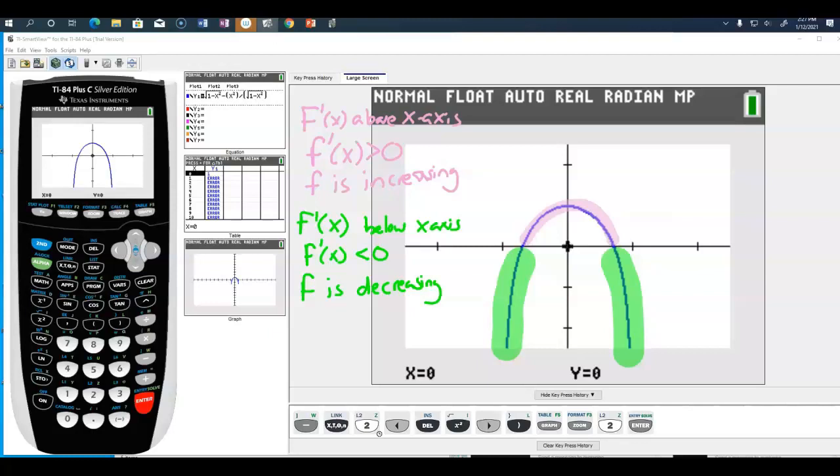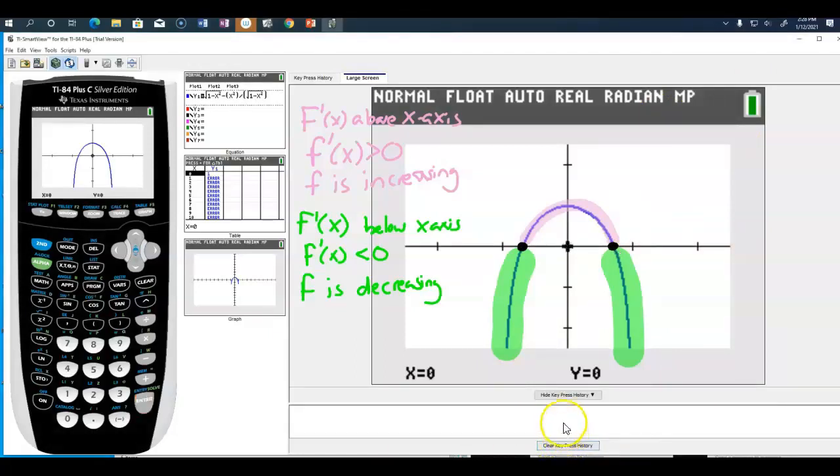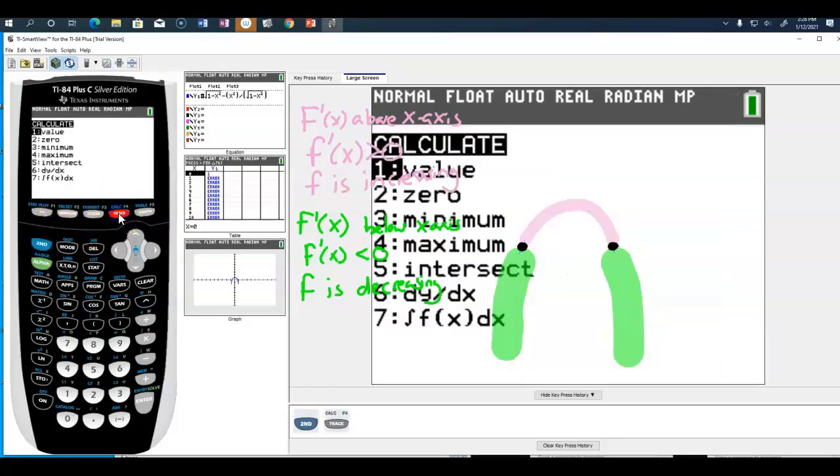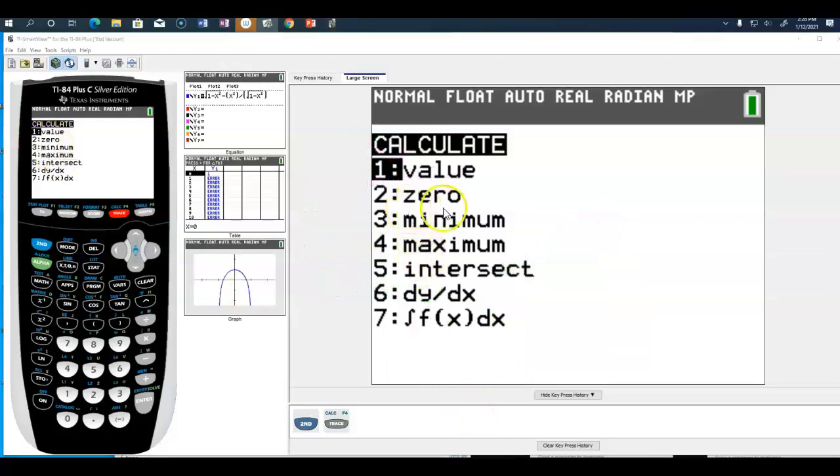All right. Now, here's the fun part. We've got to figure out what these 2 points are. Where is it touching the x-axis? So to do that, we're going to need to press some pretty specific keys to find that. Okay? So I'm going to clear my key history here, and you guys are going to want to follow along. So here's how you do it. The first thing you're going to do is you're going to push second. Then you're going to press the Trace Calc button. And you're going to click the option for number 2 where it says 0.